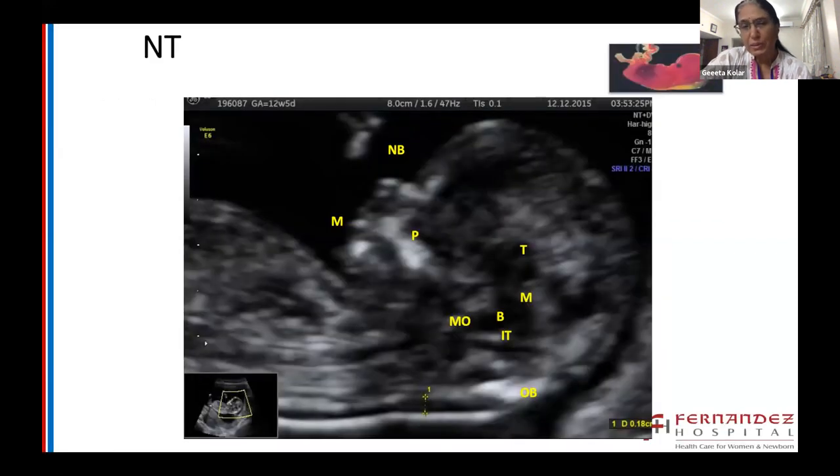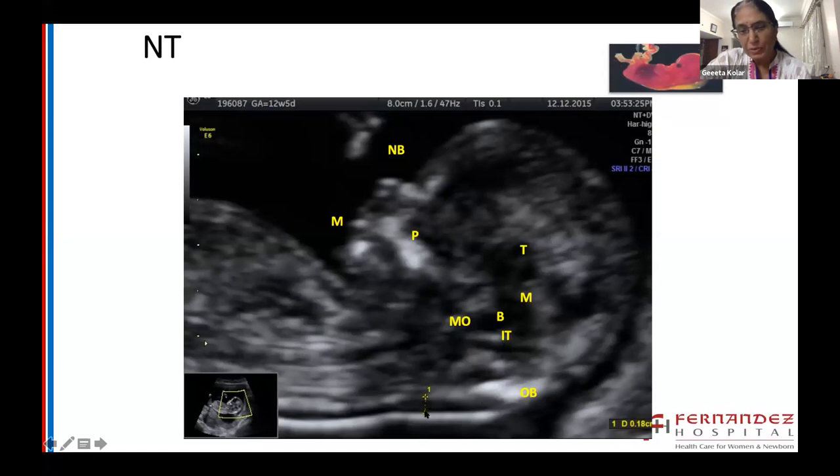So this is the good zoomed up image where we measure the nuchal translucency. You can see that's a good mid-sagittal view. This is the nasal bone. This is the palate. This is the mandible. And there are a lot of intracranial structures that you can see: the thalamus, midbrain, brainstem, the intracranial translucency, which is the future fourth ventricle, the medulla oblongata, and the occipital bone.